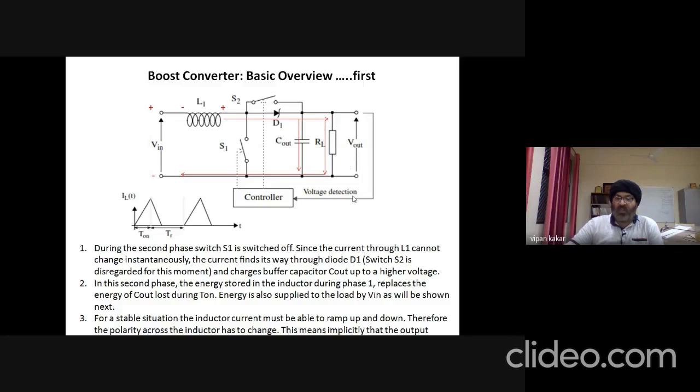So for a stable situation in the inductor current, it must be able to ramp up and ramp down, as we can see from here, from T on till the total time period, the stored energy has to decrease. It starts to release itself. So the current starts to decay, as we can see from this waveform over here. So in that case, we can say that the output voltage is higher compared to the input voltage.